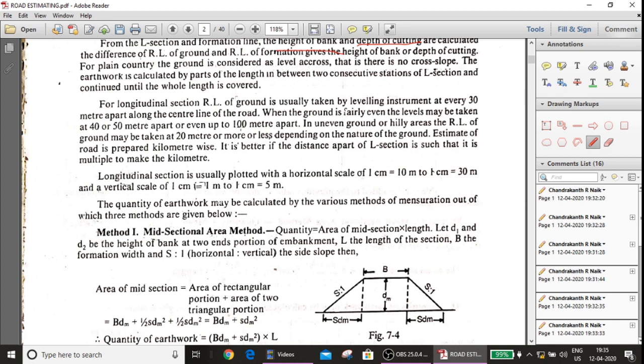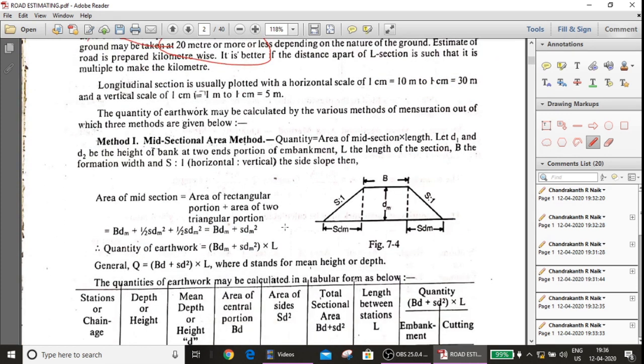For the longitudinal section, the RL of the ground is usually taken by a leveling instrument at every 30 meters apart along the center line of the road. What does it mean? From station to station, the difference in distance is 30 meters. When the ground is fairly even, when it is plain, we can take 40 to 50 meters apart, or when it is uneven or in hilly areas, we can take 20 meters or more or less depending upon the nature of the ground. Now we shall see the three methods.